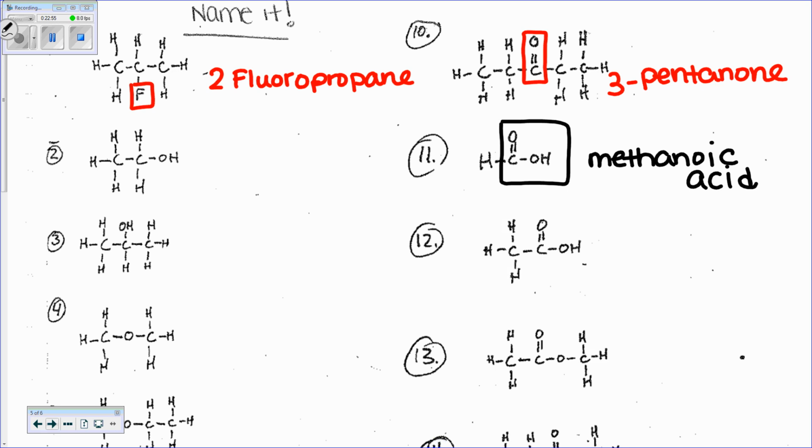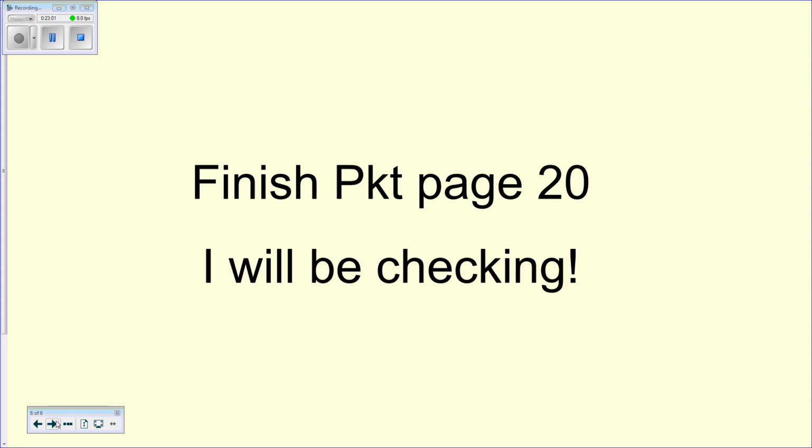So what I want you to do, I want you to go through these. I want you to do exactly what I was doing. I want you to box in the group. Box in the functional group.